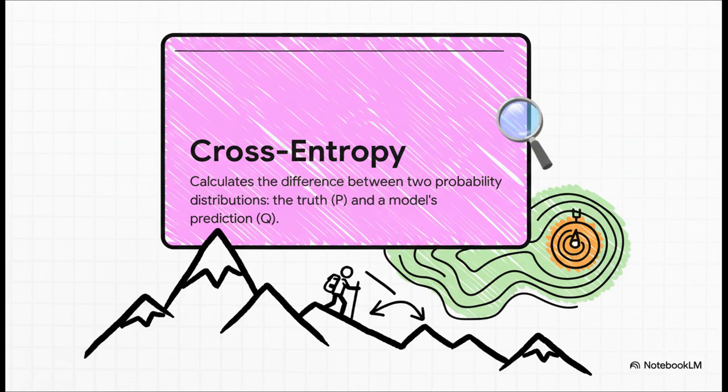This is our altitude meter. What it does is it measures the distance between two different probability distributions. First, the real-world truth, which we'll just call P, and second, the model's prediction, which we'll call Q. A high cross-entropy score means the model's guess is way off. Our hiker is way up on the mountain. A low score means the guess is actually pretty good. We're getting close to that valley floor.